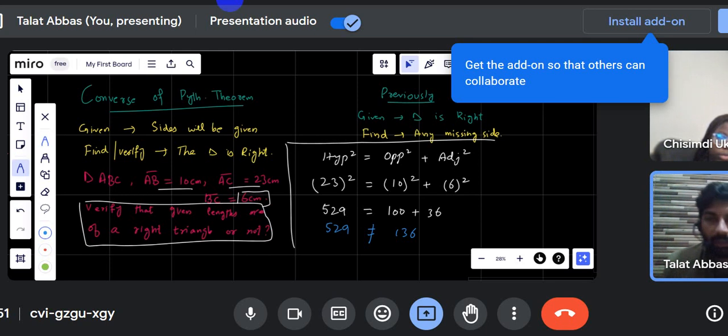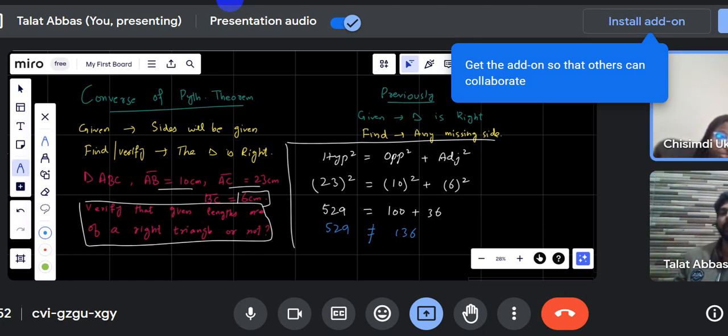Whenever the sides are the lengths of a right triangle, those sides will definitely satisfy Pythagoras theorem. This is the only way you can verify whether these lengths are of a right triangle or not. So this is basically the converse. So I think it was easy.